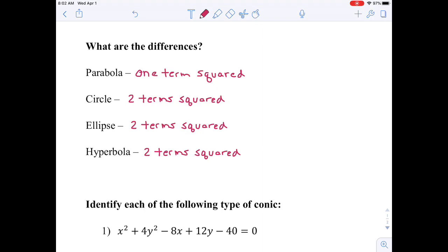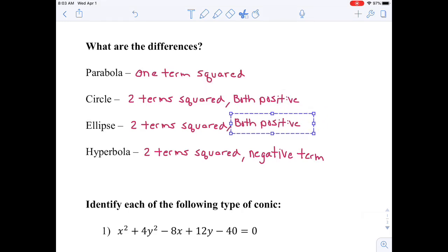But the one nice thing with the hyperbola is that one of your squared terms has a negative coefficient. You're going to have a negative term, whereas in both the circle and the ellipse, they're both positive. Again, that's referring to the squared term. You might have just an x or a y that's negative, that's okay. So we got our parabola down. We got our hyperbola down.